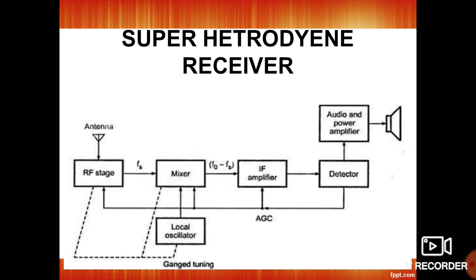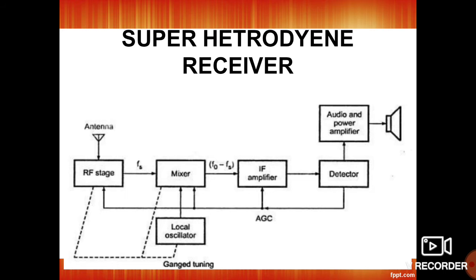The superheterodyne receiver converts all incoming radio frequencies to a fixed lower frequency called the intermediate frequency. The block diagram shows the signal received from the antenna, given as the input of the RF stage. The RF stage receives all types of RF frequencies. From all the received RF frequencies, one selected frequency Fs is chosen and given as the input of the mixer circuit.